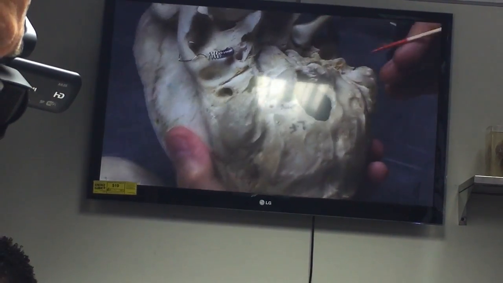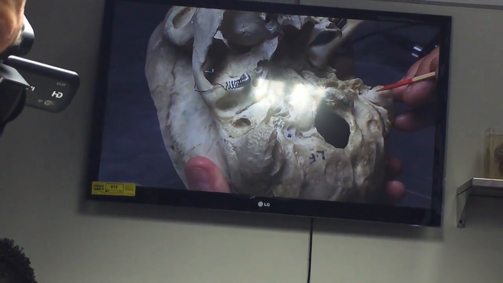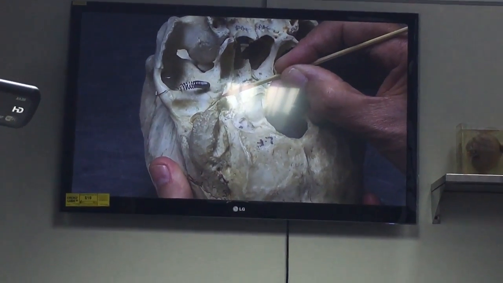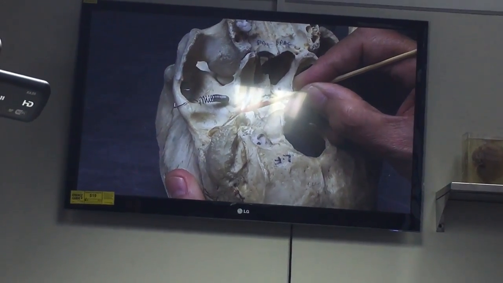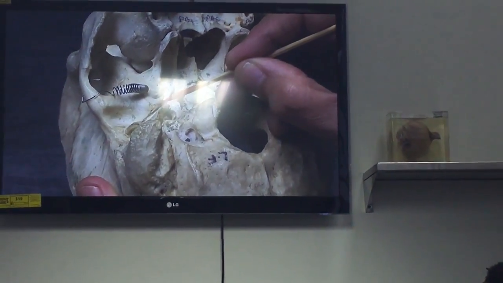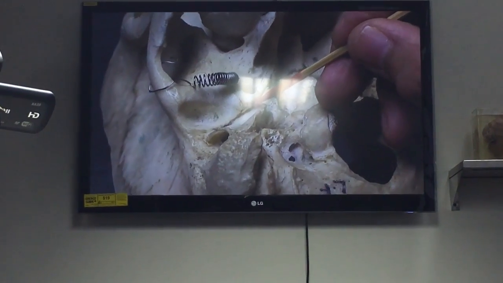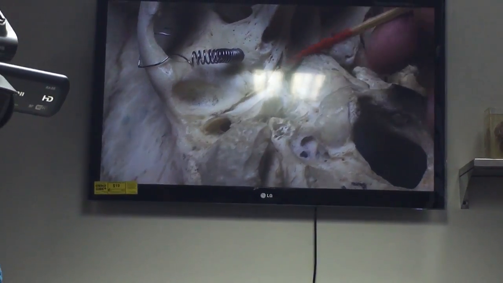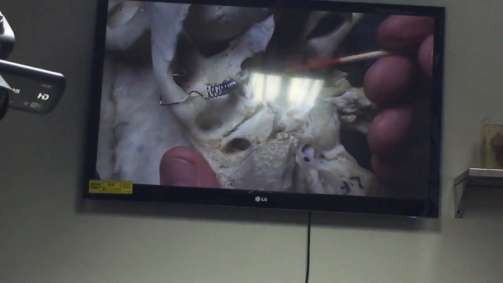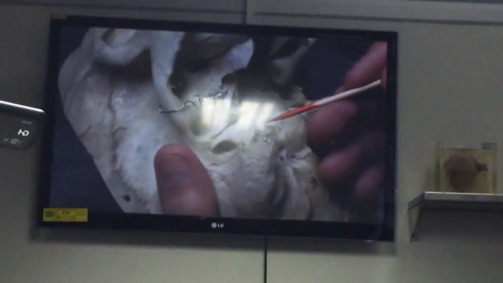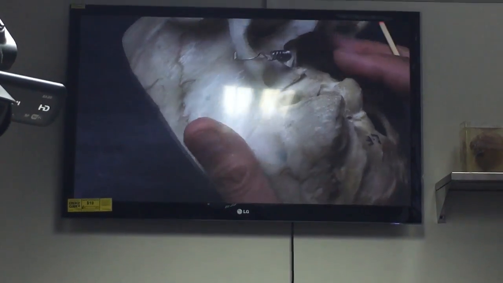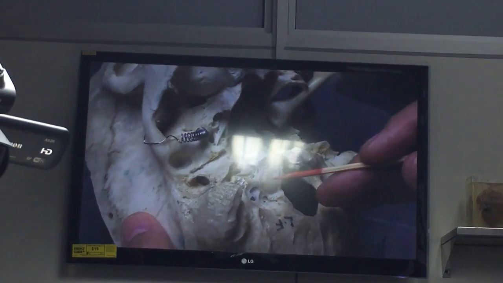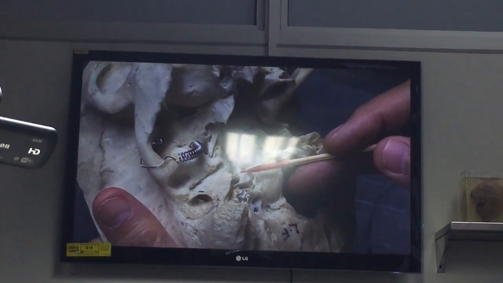So let me just see if I can show them to you here. Petrosquamous fissure, this little one here, that's where the capsule of the temporomandibular joint is attached, one of the attachments, and the petrotympanic fissure through which comes the chorda tympani, right? Now, that's the tympanic bone, and the rest of the petrous temporal bone.